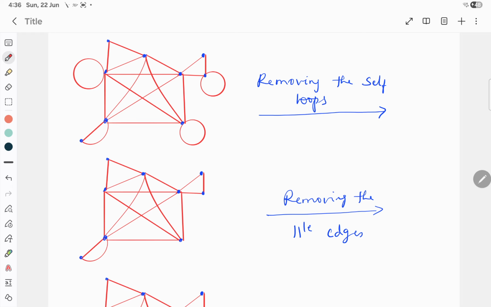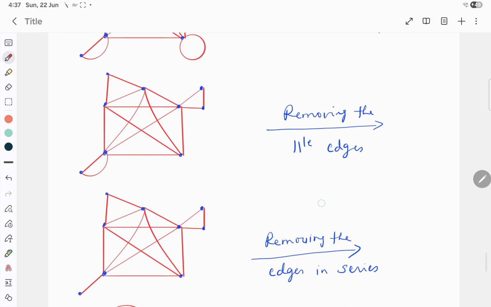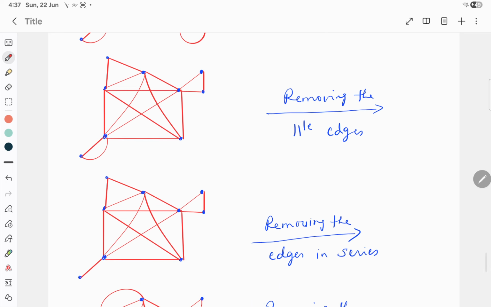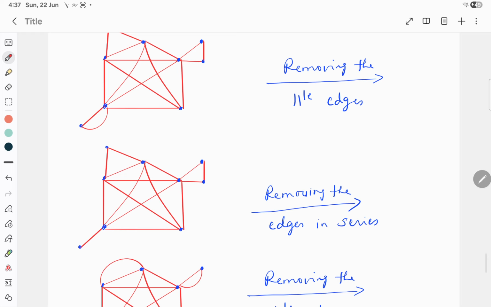Next, what is the next step? Remove all the parallel edges, right? So you have two vertices here which are connected by two edges. Those are called parallel edges, and thus they can be removed. See, that has been removed. Next step, removing the edges in series.